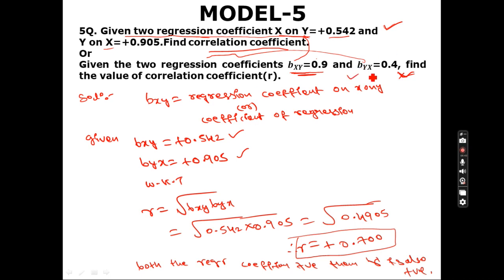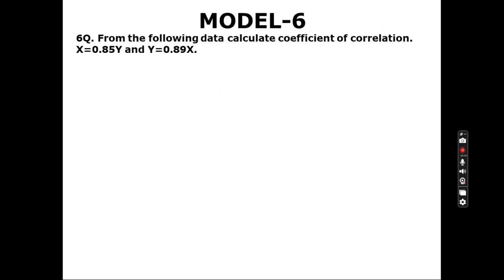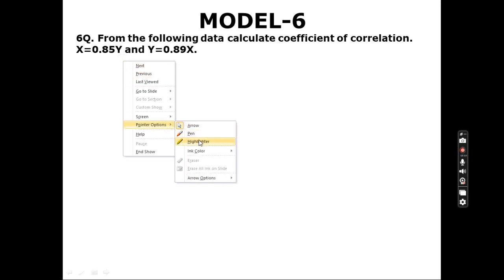So now I am going to the last problem in this unit. This will be the last model, model number 6. Don't get confused. See, understanding the question is very, very important in business statistics.